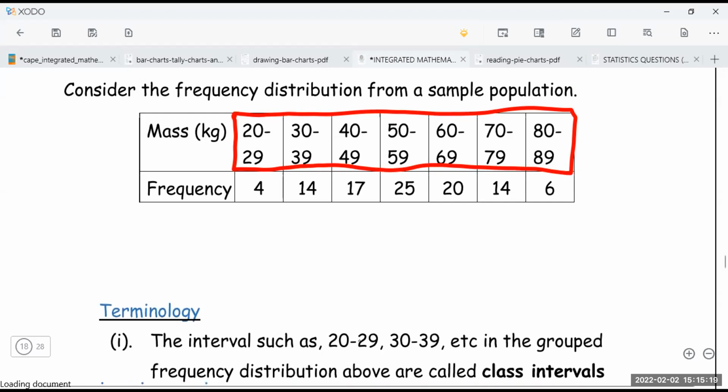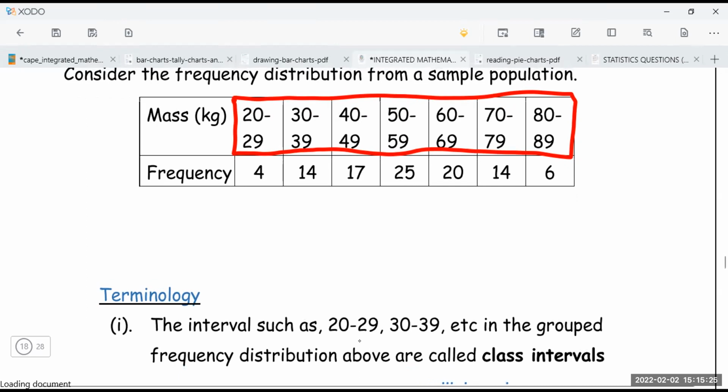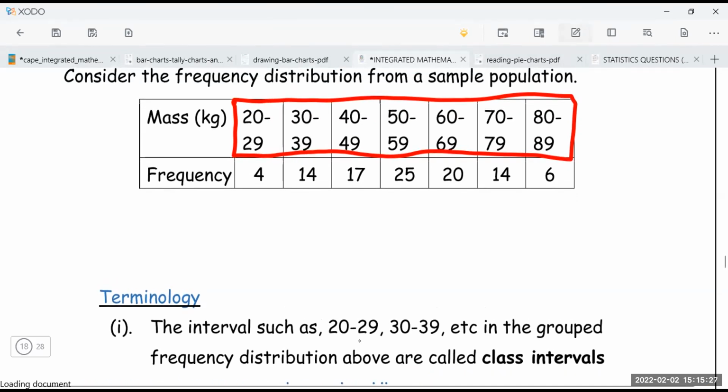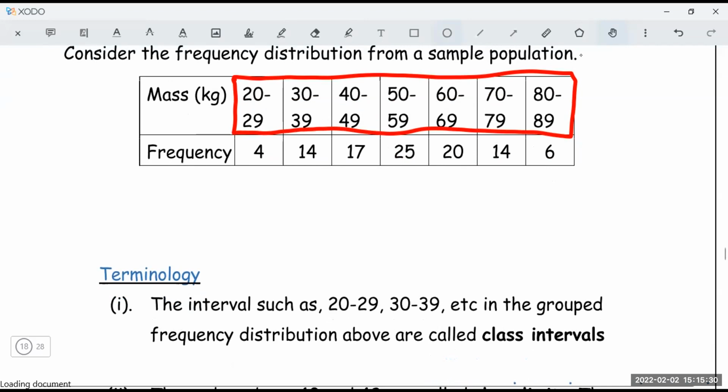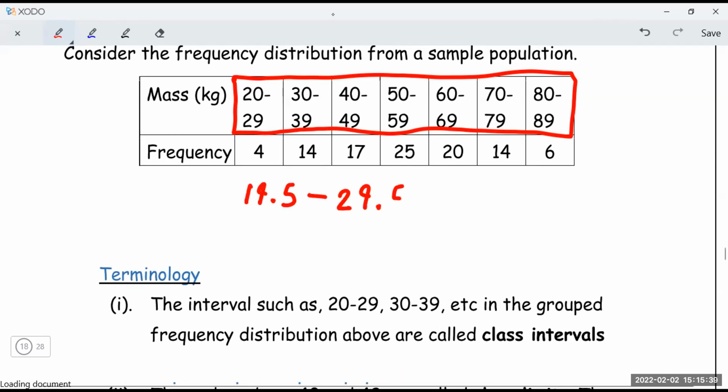So sometimes in a data set for grouped data, it might be a continuous data set. So numbers from like 19.5 going up to 29.5 would be included in this category. From 20 to 29, we include 19.5 going up to 29.5. We then say that the 19.5 is the lower class boundary of 20. You just take off 0.5 from it. And then we'd say that 29.5 is the upper class boundary for that group right there.